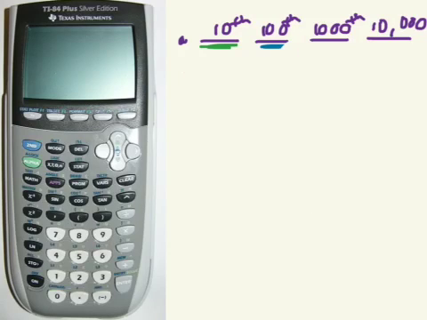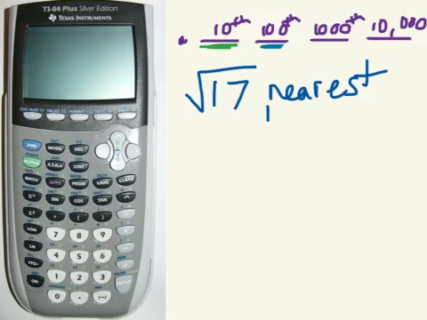Now my problems are going to get a little bit more tricky because now I'm going to actually be using irrational numbers. So if my problem is to approximate the square root of 17 to the nearest hundredth, I'm going to need to first find what the square root of 17 is on my calculator. Now here's my square root key, but as you can see, the square root symbol is actually on top of the key.